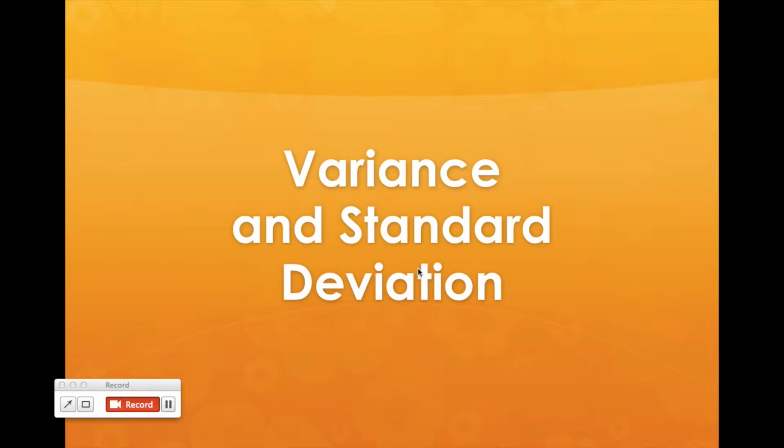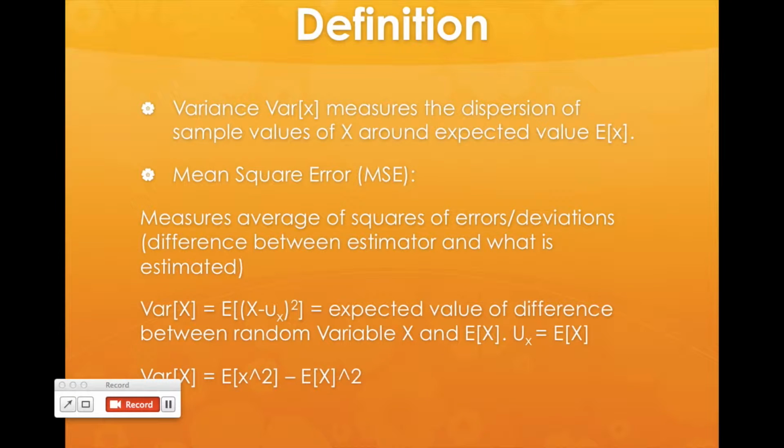Variance and standard deviation. The definition of variance is Var(X), where X is a random variable, which measures the dispersion of sample values of X around the expected value E(X), which is the same random variable that we had in Var(X). So the mean square error measures the average of squares of errors or deviations. It's the difference between the estimator and what is estimated.